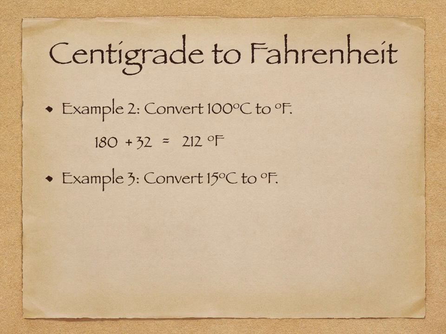Example 3, convert 15 degrees centigrade to Fahrenheit. Now it's 15 times 9/5. So that's 3 times 9, or 27 plus 32, and that's 59 degrees Fahrenheit.